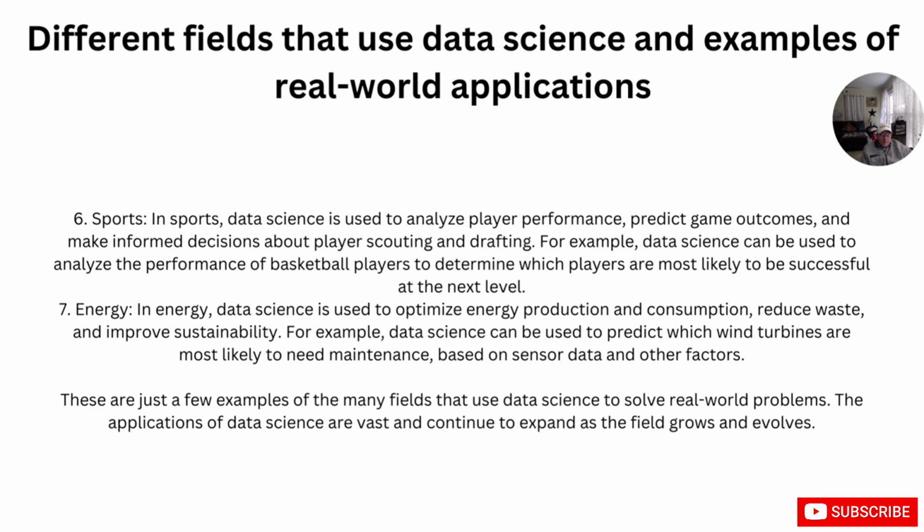Number 7, energy. In energy, data science is used to optimize energy production and consumption, reduce waste, and improve sustainability. For example, data science can be used to predict which wind turbines are most likely to need maintenance based on sensor data and other factors. These are just a few examples of the many fields that use data science to solve real-world problems. The applications of data science are vast and continue to expand as the field grows and evolves.